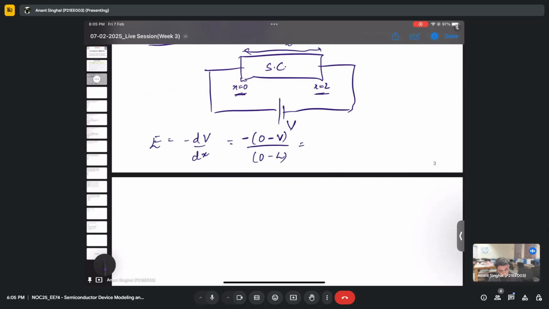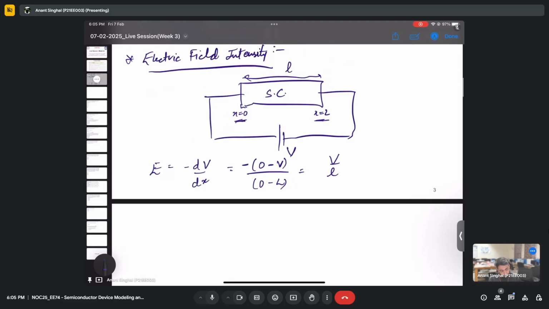So this will come out to be V by L, right? So electric field is always directed from high voltage to low voltage. Here you see there is a positive bias. Let's say here there is a voltage V and here it is 0. So the direction of electric field will always be like this, from a higher voltage to a lower voltage.